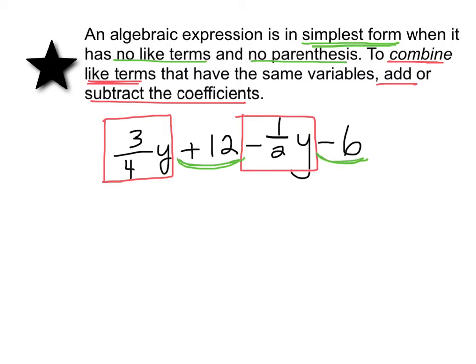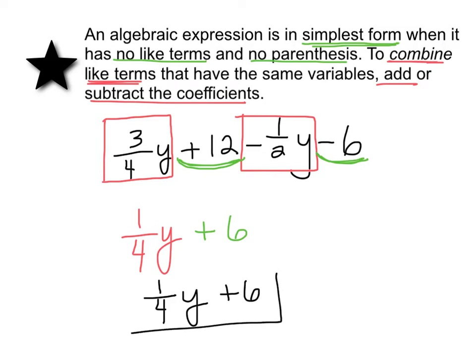So we're going to combine like terms by adding or subtracting the coefficients. The coefficient of this y term is 3/4. The coefficient of this y term is negative 1/2 or minus 1/2. So we're going to take 3/4 y plus a negative 1/2 y, or 3/4 minus a half, would give us 1/4 y. The 12 minus 6, positive 12 and a negative 6, is going to give me plus 6. So my simplest form of this expression is 1/4 y plus 6.